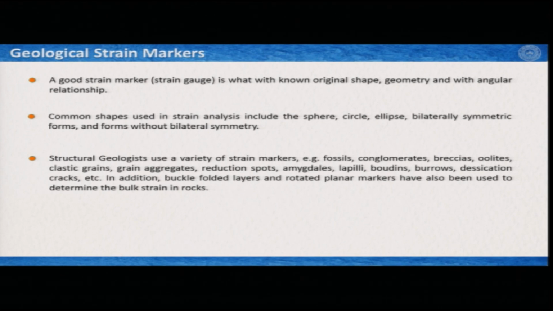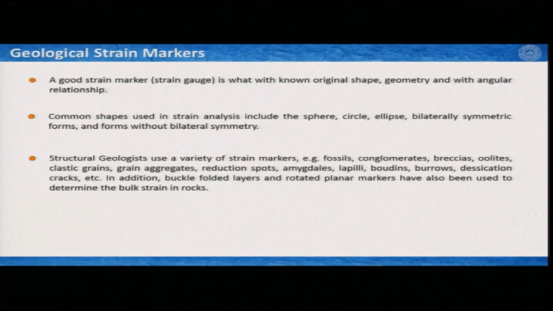You have probably figured out so far that you need a strain marker. If your rock or the scale you are looking at is homogeneous, then it is not a good idea to measure the strain from this rock. So you need some sort of markers or strain gauge that actually gives you the idea of what was the original shape, and now what we see in the field is your deformed shape.